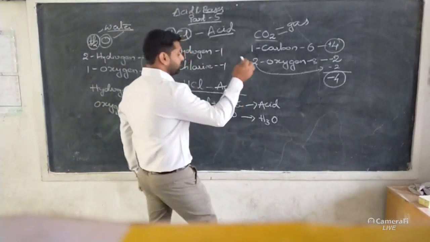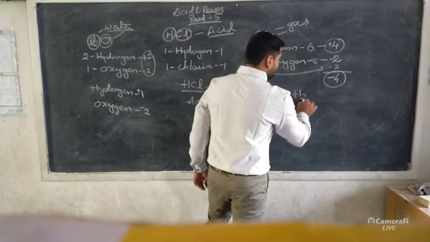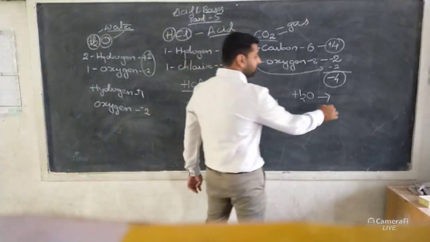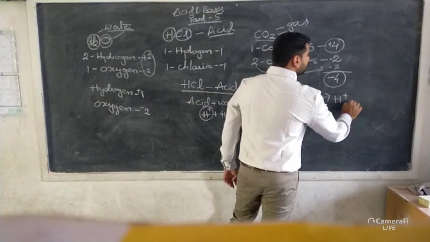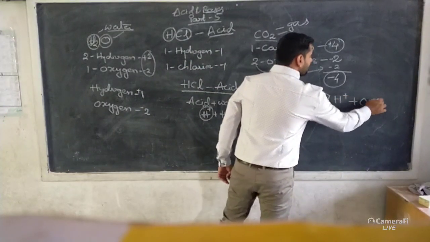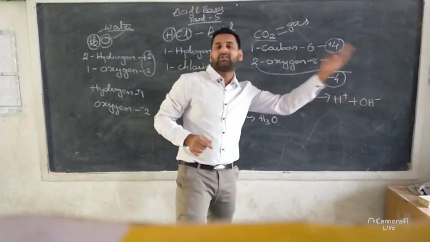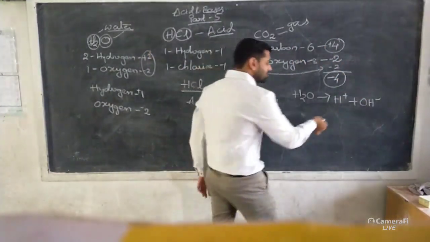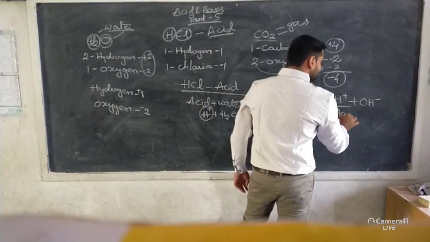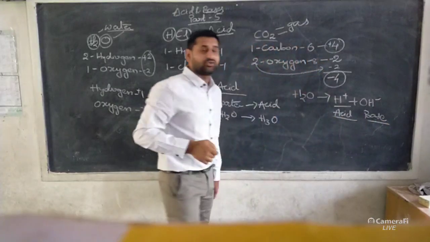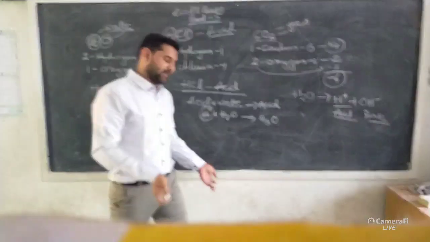Well, if you take a water molecule as H2O, we have H2O molecule available to us. H2O in the sense of we have H plus and OH minus. H plus and OH minus. H plus is nothing but an acid, and OH minus is the base. The acid towards the base.